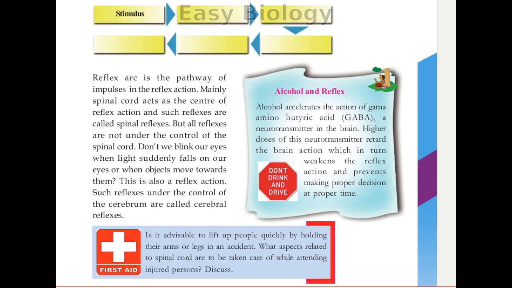An example of a spinal reflex is when the leg is withdrawn as a thorn pierces the foot. An example of a cerebral reflex is when light suddenly falls on our eyes, or when objects move towards our eyes, we blink our eyes.